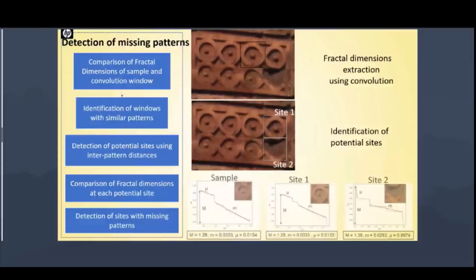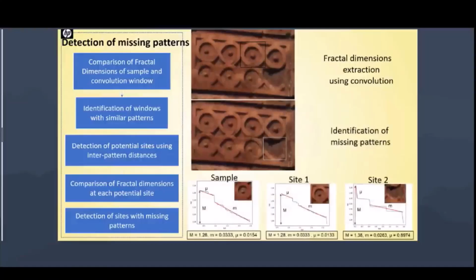There are various parameters of these fractal dimensions. I'm not going into the details of these dimensions. As you can see, there is a marked difference in the values of capital M, small m, and mu. For the areas in which the pattern is similar, the values would be similar, whereas wherever the values are different, the pattern would be missing. So by finding the anomalous values, we tried to find out the broken areas.